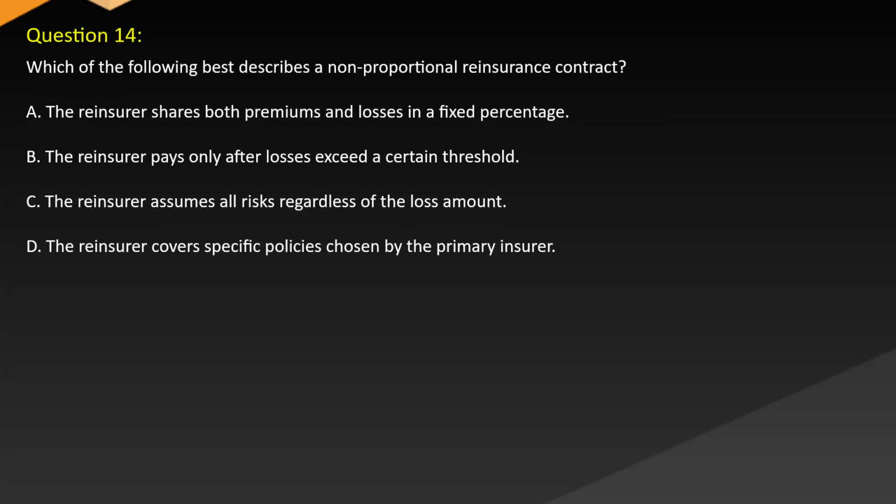Question 14. Which of the following best describes a non-proportional reinsurance contract? A. The reinsurer shares both premiums and losses in a fixed percentage. B. The reinsurer pays only after losses exceed a certain threshold. C. The reinsurer assumes all risks regardless of the loss amount. D. The reinsurer covers specific policies chosen by the primary insurer.